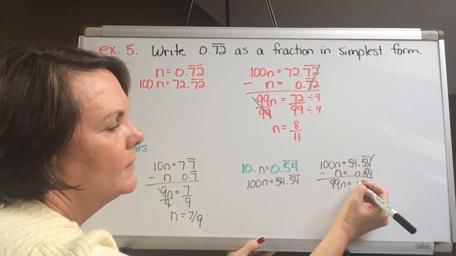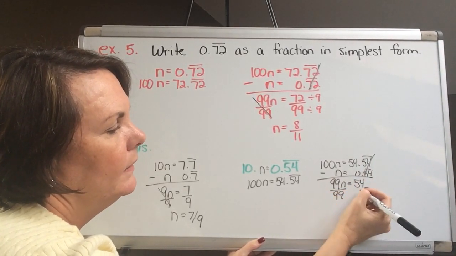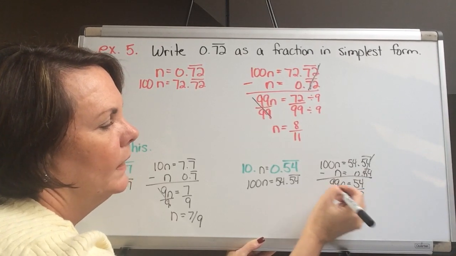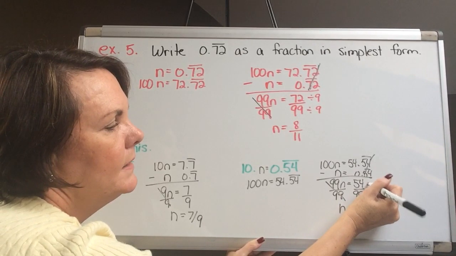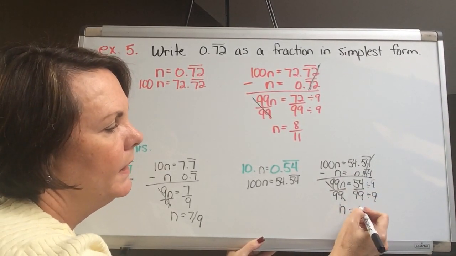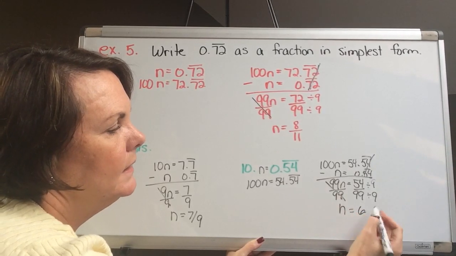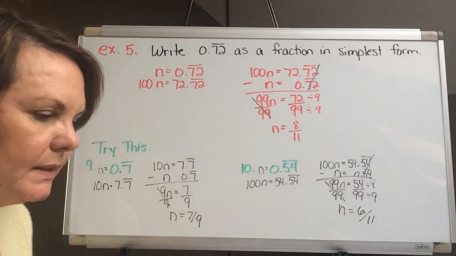And this part cancels, which is your whole goal here. Now you're going to divide by 99. This cancels, leaving you 9 is a factor of both. And 54 divided by 9 is 6, and 99 divided by 9 is 11, so 6/11ths.